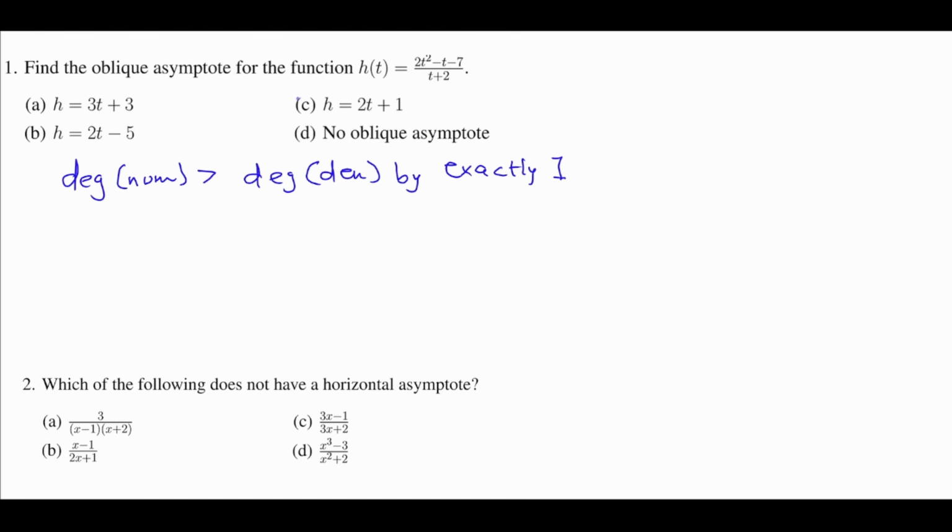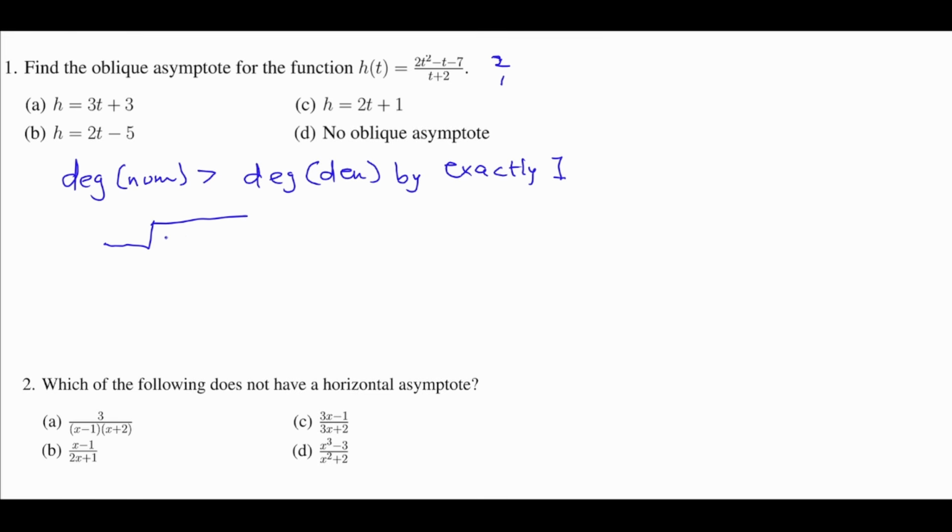If that be the case, in our case here we have the degree here to be 2, and the degree here to be 1. And so if you compare, you can see that the degree of the numerator is bigger than the degree of the denominator by 1. So we can find the oblique asymptote. If that be the case, we divide the numerator by the denominator. And so in that case, we will have something like this.